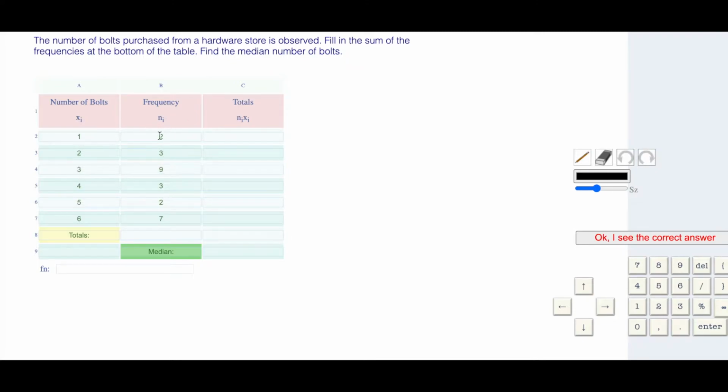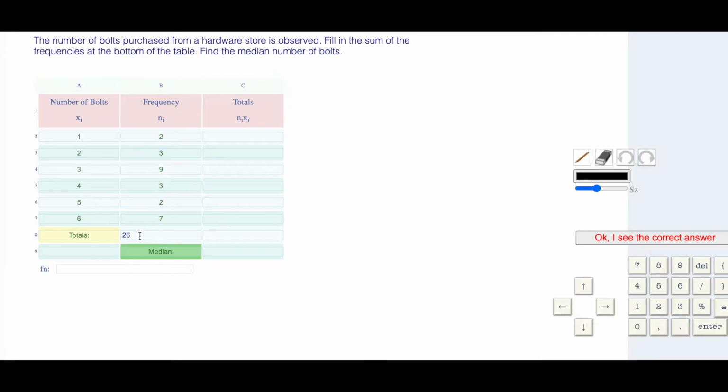The middle, I have 2 people buying 1 bolt. I have 3 people buying 2 bolts. I need to know how many people I'm dealing with altogether, and then find that middle person. That is equal to the sum of all these values. Like that. There are 26, right?